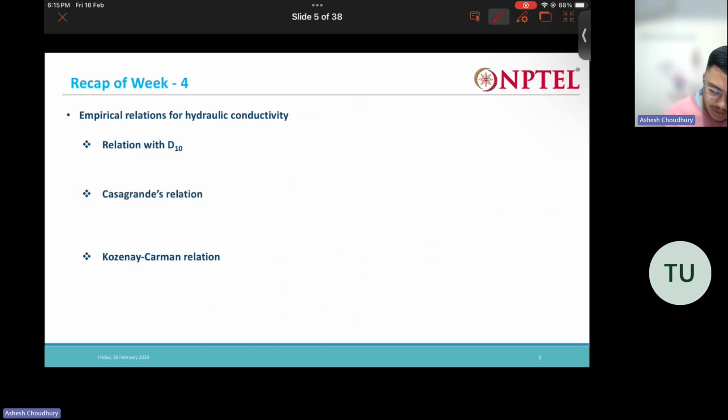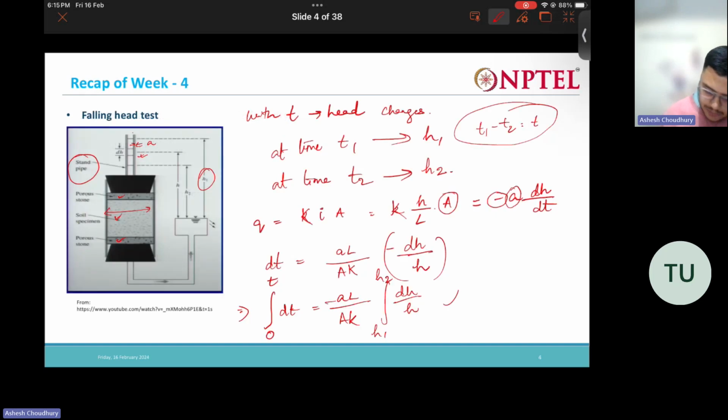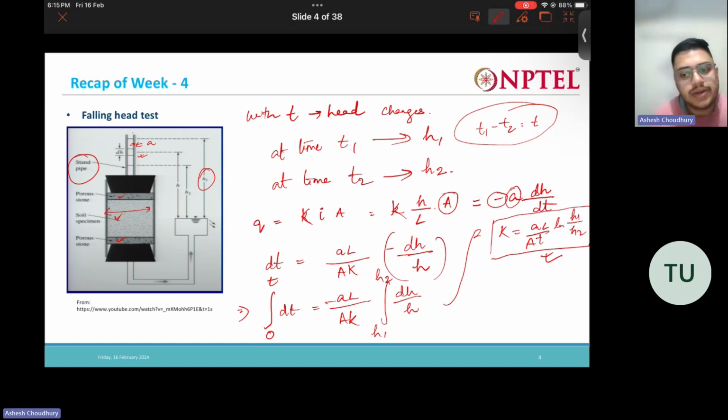If we integrate this, you will get k = (aL / At) ln(h1/h2). So this is the relation. Using this relation, we can determine the hydraulic conductivity using a falling head test.